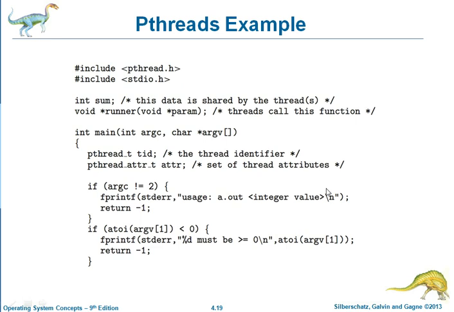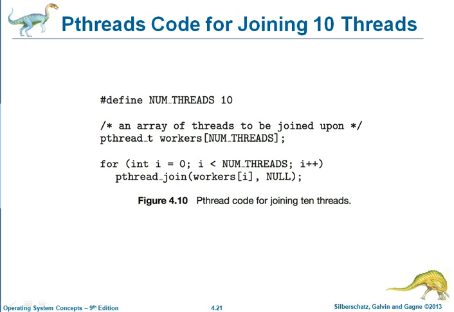The C program shown in this figure demonstrates the basic pthreads API for constructing a multi-threaded program that calculates the summation of a non-negative integer in a separate thread. The program begins in main. After some initialization, it creates a second thread that begins control in the runner function. All pthreads programs must include pthread.h in the header file. The illustration shows that you can join on 10 threads using pthreads by defining the NUM_THREADS value here.